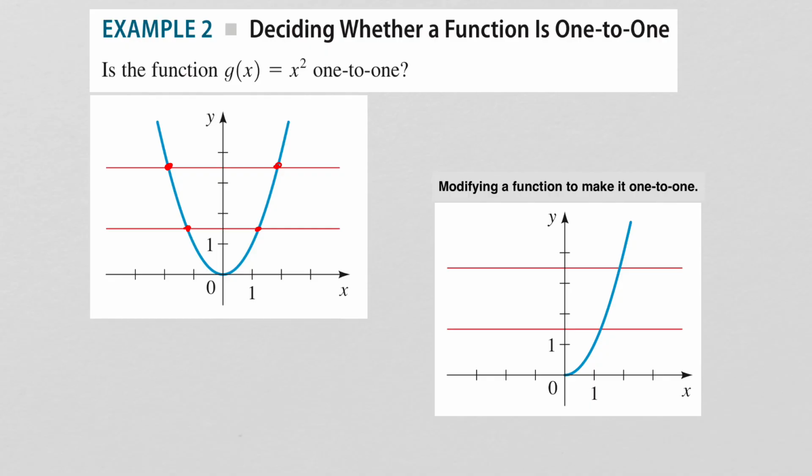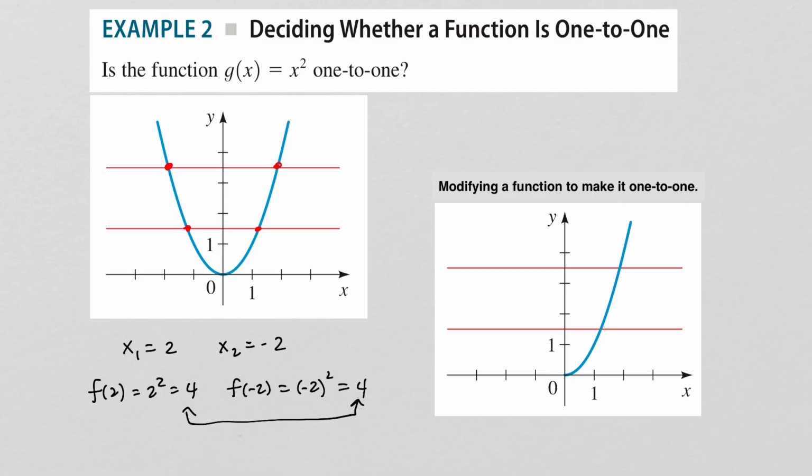Algebraically, the reason this happens is because I can give you an example of two x values that are different. For example, x1 equals 2 and x2 equals negative 2. However, f of 2 is 2 squared, which is 4, and f of negative 2 is negative 2 squared, which is also 4. And so here we have equal y values for two different x values. And this violates the definition of a one-to-one function.